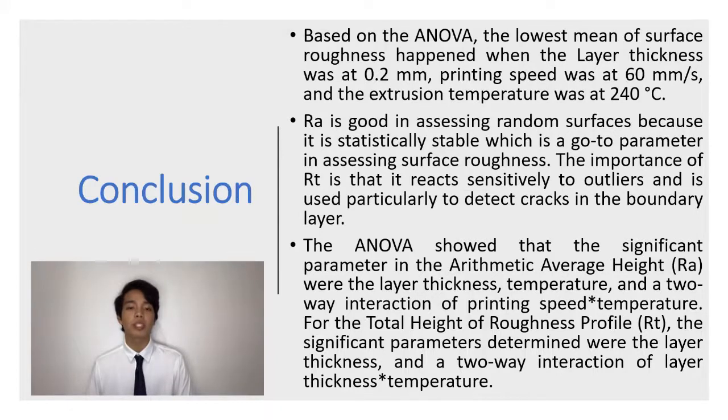Having a higher printing speed can speed up the time to complete the model, but having a printing speed higher than the recommended value resulted in higher surface roughness. The researchers found that having a higher extrusion temperature means that the filament can be printed using a higher printing speed of 60 mm per second, but if the extrusion temperature was set to a lower temperature, it would result in less intricate detail on the surface of the specimen.